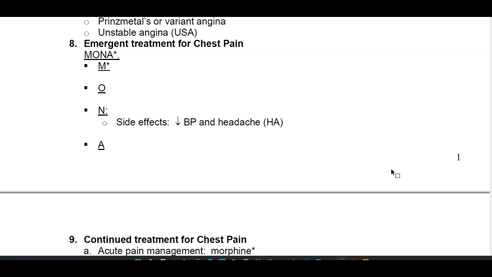Lastly, we have aspirin. So again, as we discussed earlier, aspirin is a platelet aggregation inhibitor, but it's also categorized under the pharm class salicylates. This is a non-steroidal anti-inflammatory drug.